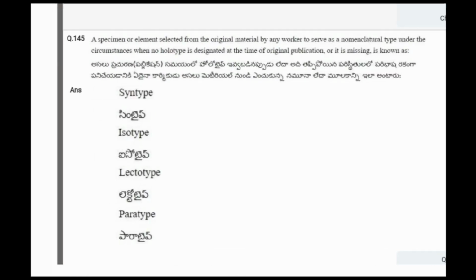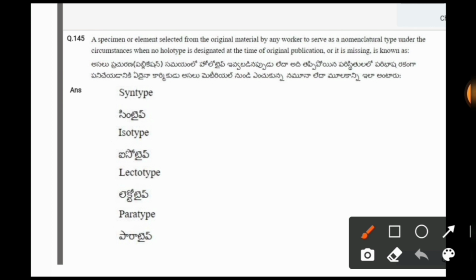Next question. A specimen or element selected from the original material by any worker to serve as a nomenclatural type under the circumstances when no holotype is designated at the time of original publication or it is missing, it is known as. The correct option is lectotype.